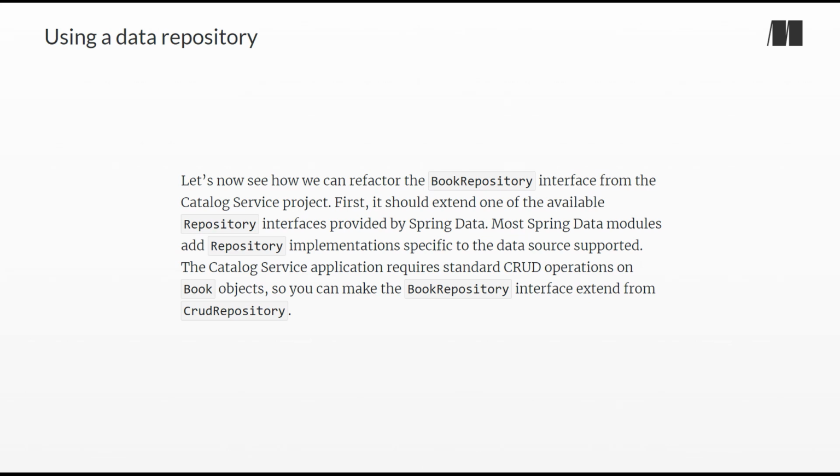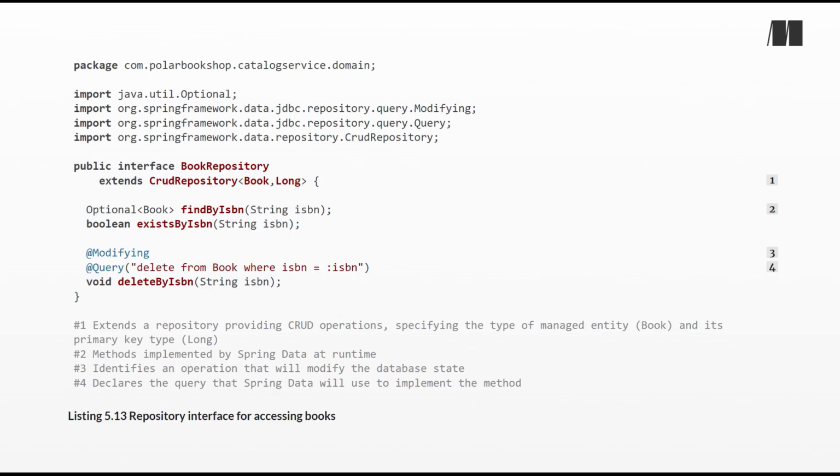The Catalog Service application requires standard CRUD operations on book objects, so you can make the book repository interface extend from CrudRepository. CrudRepository provides methods to perform CRUD operations, including save and findAll, so you can remove their explicit declarations from your interface. The default methods defined by CrudRepository for book objects are based on their ID annotated fields. Since the application needs to access books based on the ISBN, we must explicitly declare those operations. Listing 5.13, Repository Interface for Accessing Books.